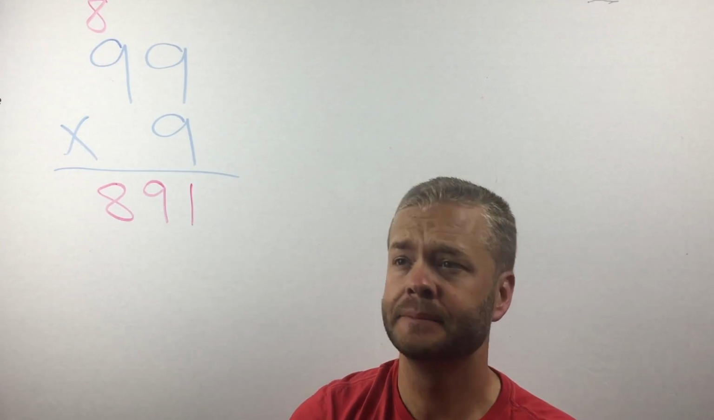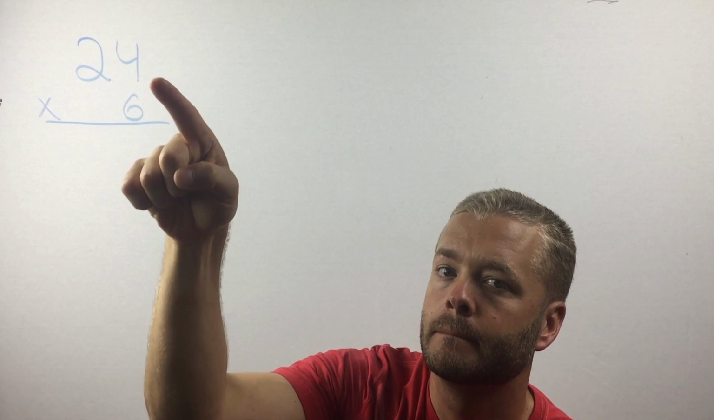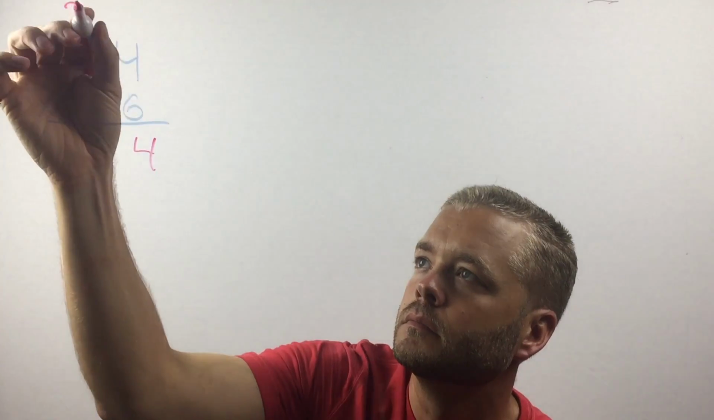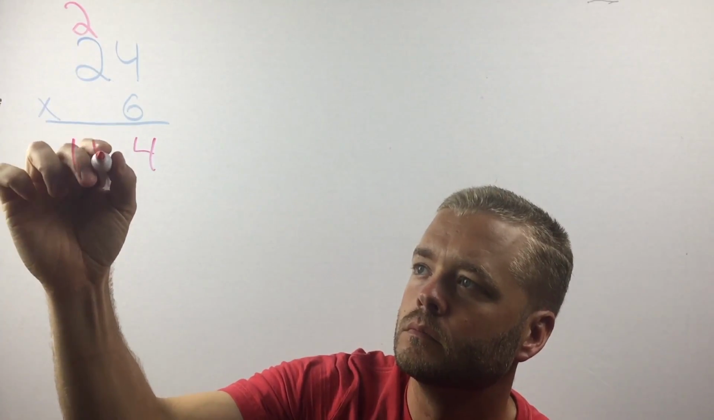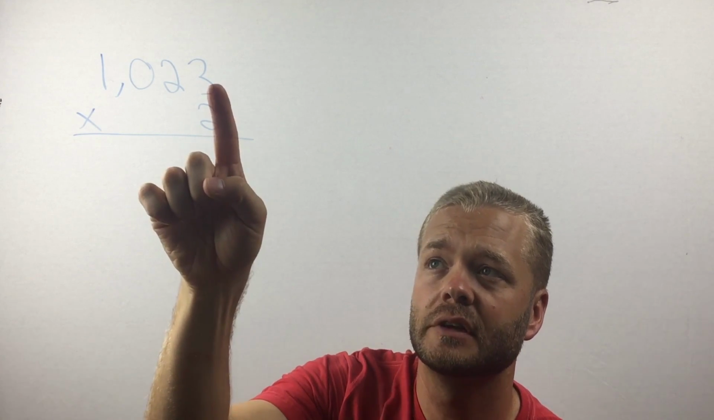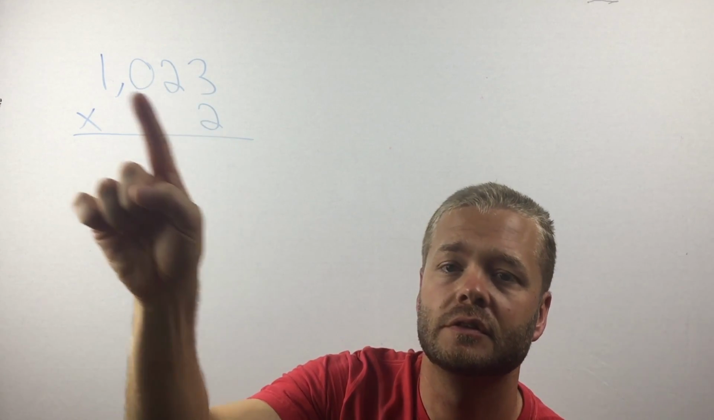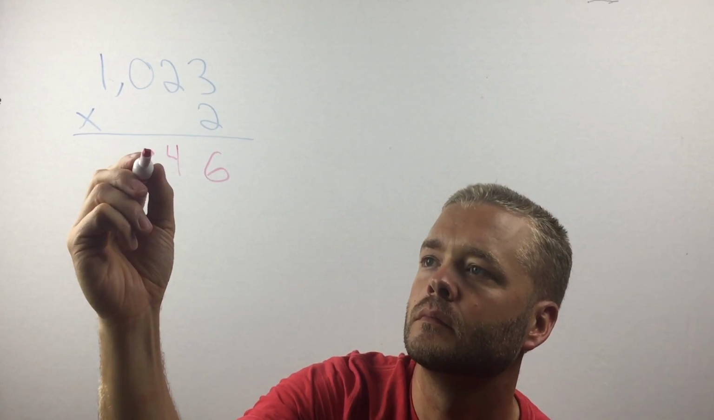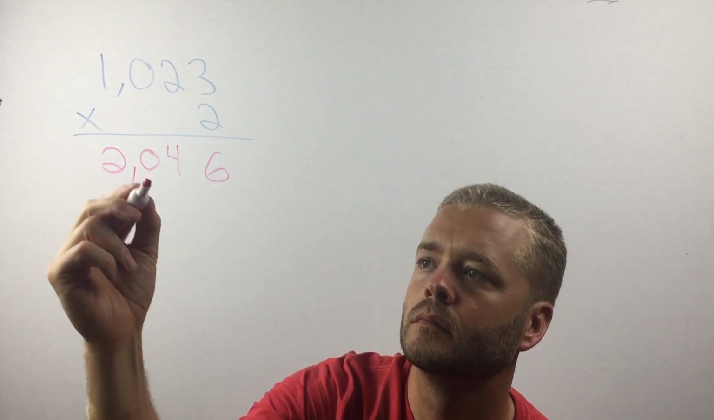Let's try one together and hit pause so you can solve this. Hey, guess what? You can also do 3-digit numbers or 4-digit numbers by one digit here. Let's do a crazy one. Here are the steps. 2 times 3, 2 times 2, 2 times 0, 2 times 1. That was easy.